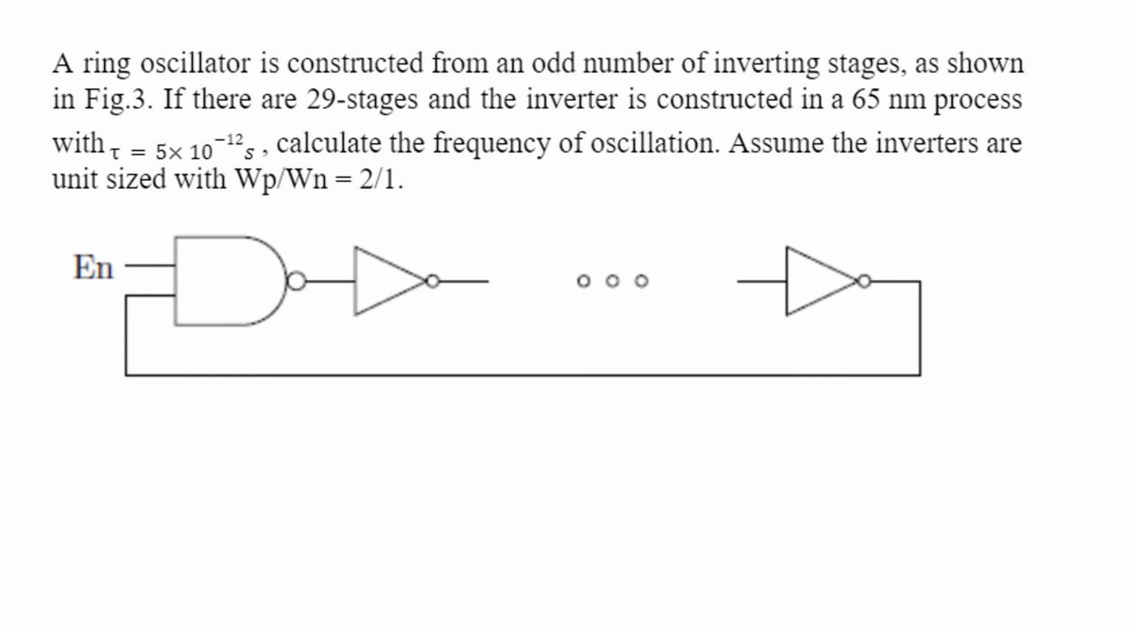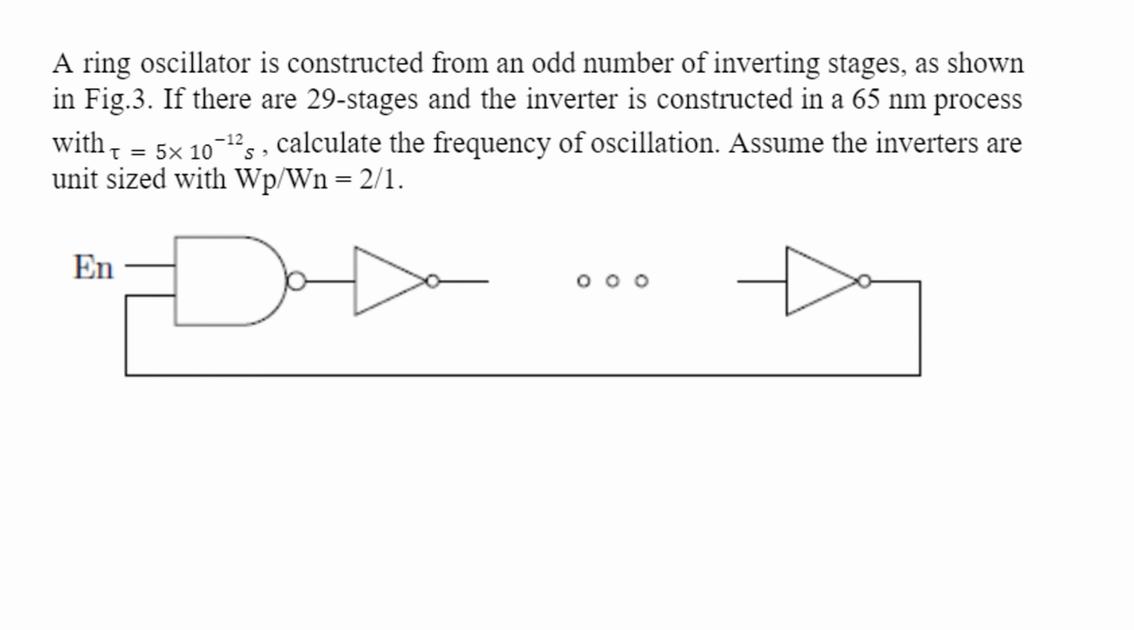A ring oscillator is constructed from an odd number of inverting stages as shown in figure 3, which is this. If there are 29 stages and the inverter is constructed in a 65 nanometer process with tau, which is nothing but the RC delay, calculate the frequency of the oscillation. So assume the inverters are unit sized with WP by WN equal to 2:1.